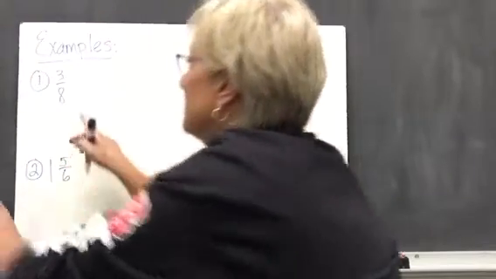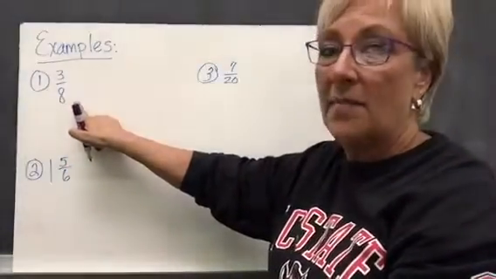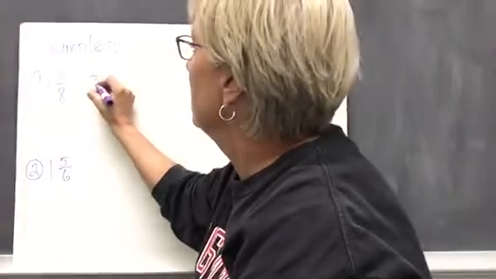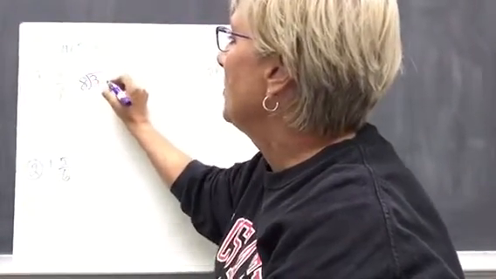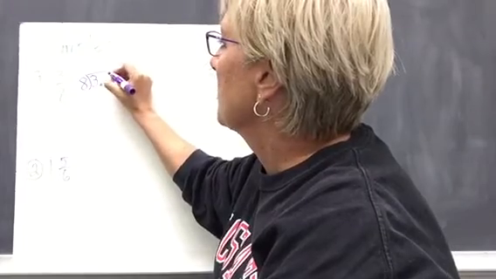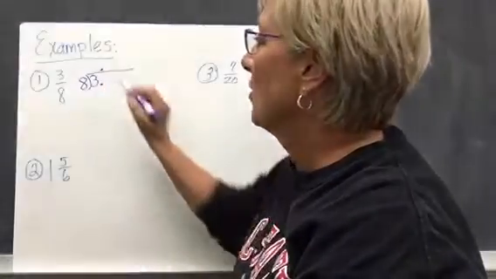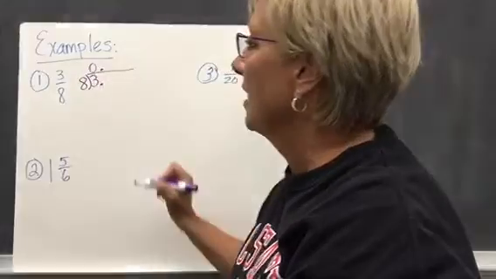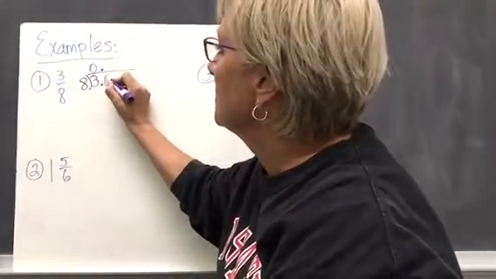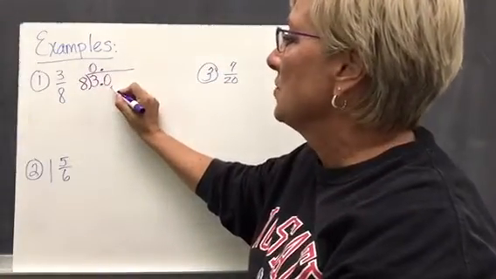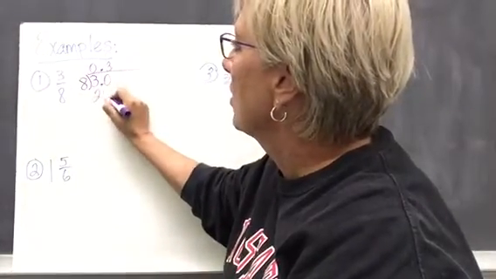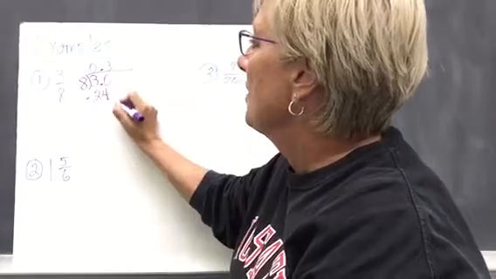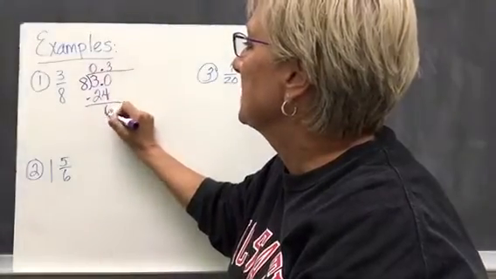Let's do some examples. If I'm going to read 3 divided by 8, it's going to be 3 divided by 8. And I know that 8 will not go into 3, so I'm going to place my decimal up here, and I'm going to put a 0 because it will not go. But if I add a 0 to it, 8 will go into 30 3 times. 3 times 8 is 24. 30 minus 24 is going to give me 6.